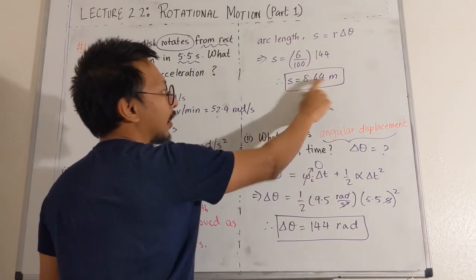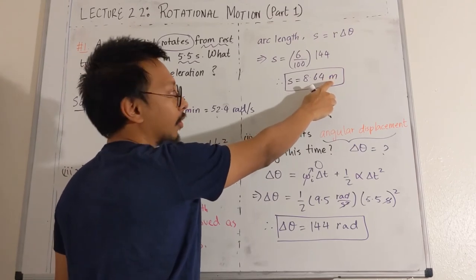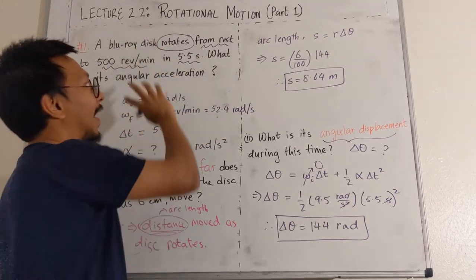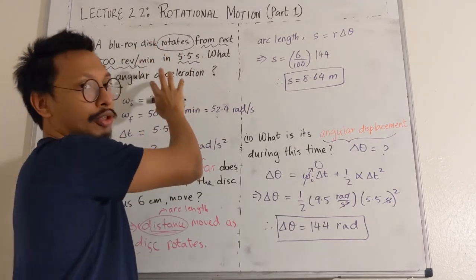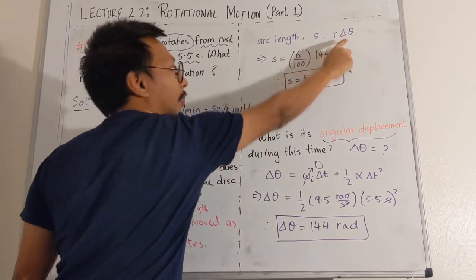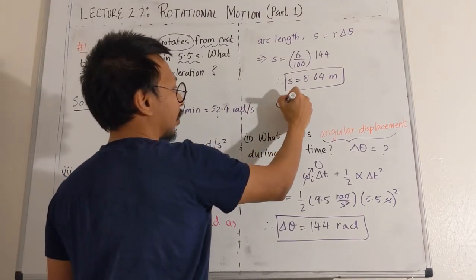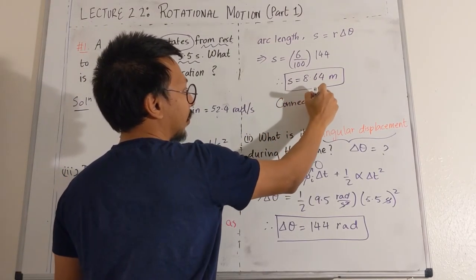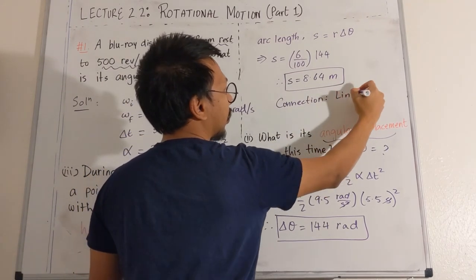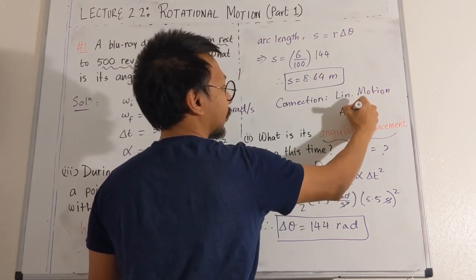Therefore, we see that S, the arc length, is actually a linear quantity with a linear unit. What does this tell us? We started off with an angular motion problem, a rotational motion problem, and then we ended up with a linear quantity by using angular position. This shows a connection between linear motion and angular motion.